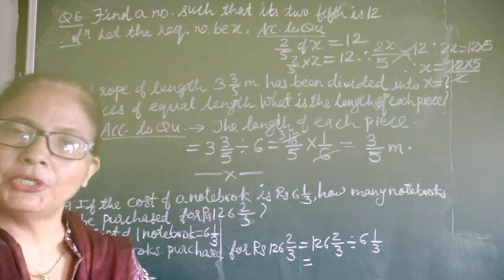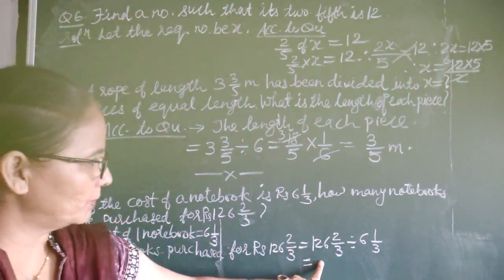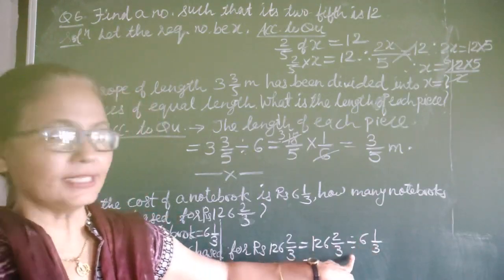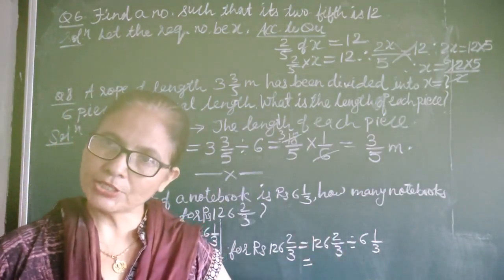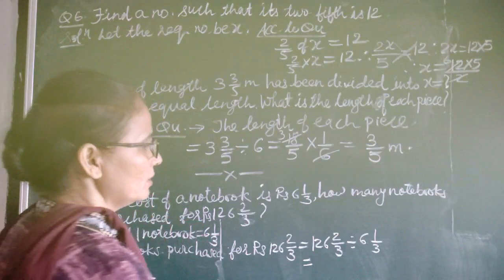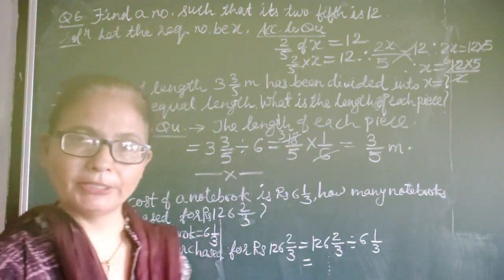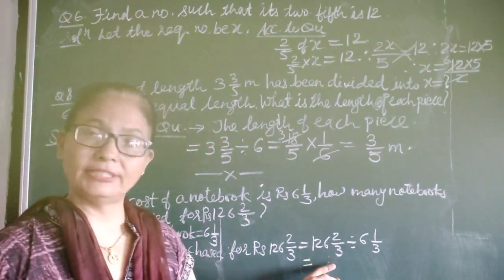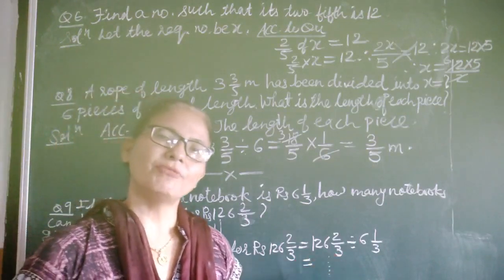your question number 2. What you will do? You will convert mixed into improper. This mixed also into improper. After that, as there is a division sign, division you will convert into multiplication, write the reciprocal and you will get the answer. So here a few steps are left. Those steps you have to complete. This is an activity based question. So the remaining steps you will write and you already know how to simplify this.